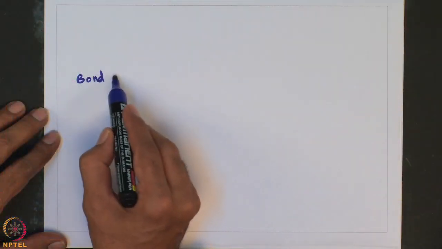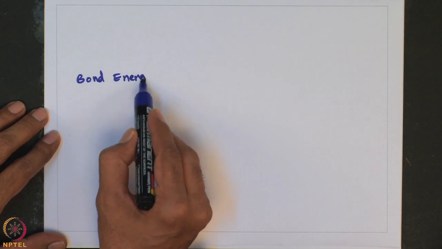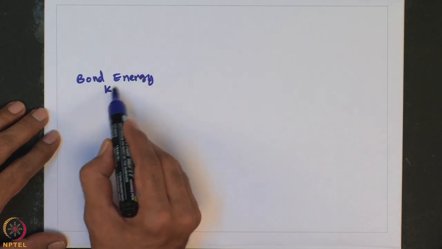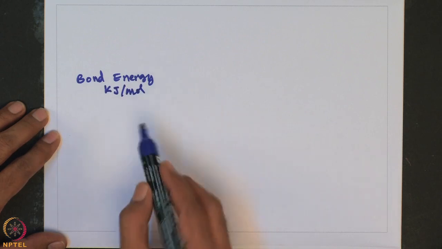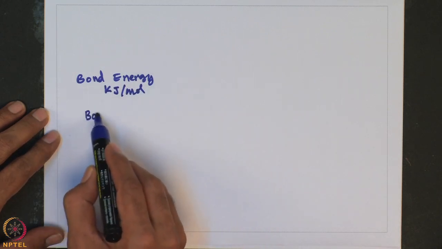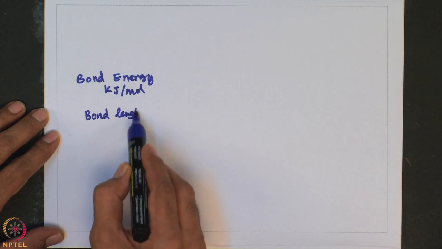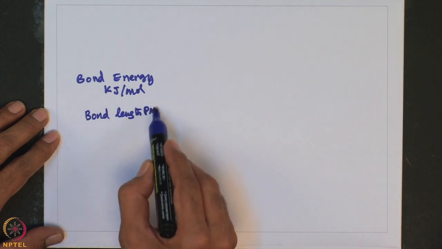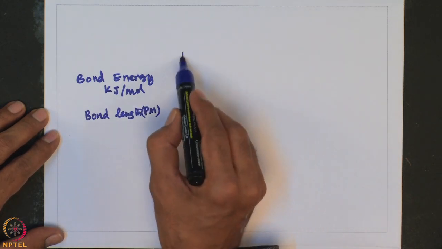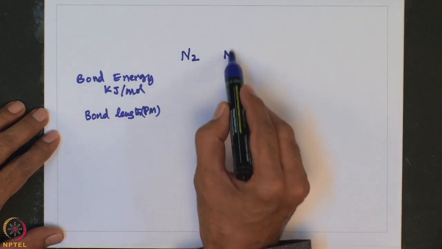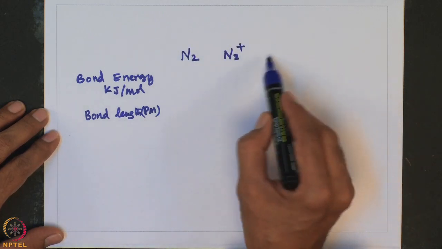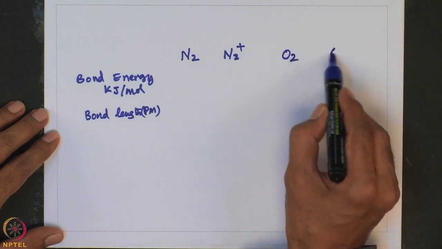With this, let us look into the bond parameters I told you. What are those bond parameters? For bond energy, I am writing in kilojoules per mole, and also I am writing bond length in picometers. Okay. N2 and N2+, and then O2 and O2+.